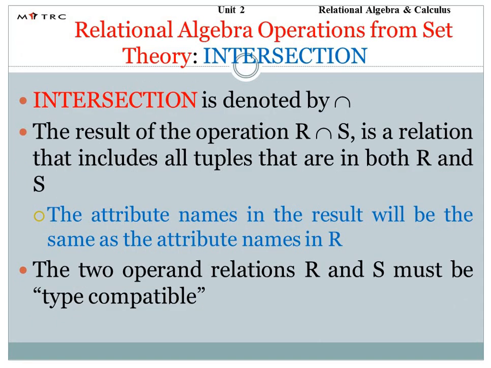Next is the intersection. As usual, the symbol is the same as we have studied in mathematics. The result of the operation is a relation that includes all the tuples that are in both, that means common tuples. Common tuple values denote the intersection. The attribute names in the result will be the same as the attribute names in R, so whatever the name of the attribute, it will not change. Only the common tuples will be selected, and it also follows type compatibility.